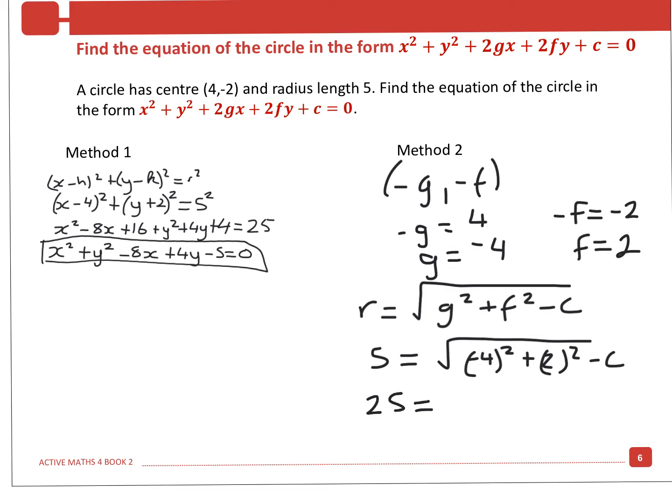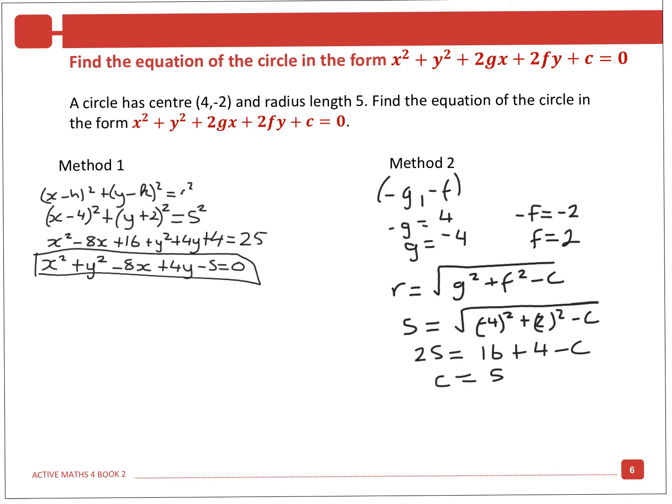Now if I just square both sides, I'm going to be able to solve that. So 4 squared is 16, 2 squared is 4. I've squared that side as well, so that gets rid of the root sign. So I get 16 plus 4 minus c. And then c is equal to 16 plus 4 is 20. Bring that over to the far side, and I get c is equal to 5.